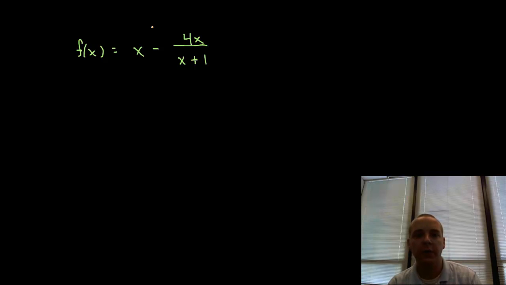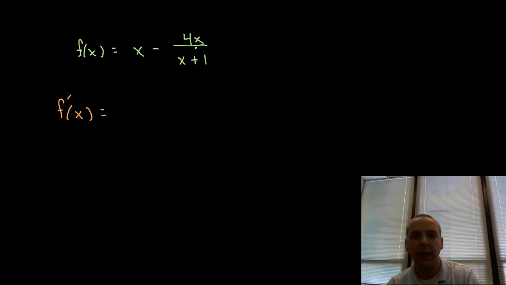In this video, we're going to try to find the relative extrema, or the relative maxes and mins, for this function f of x equals x minus 4x over x plus 1. Now we know relative extrema are likely to happen where the derivative is either 0 or undefined. We call these places critical values. So I'm going to take the derivative of f.